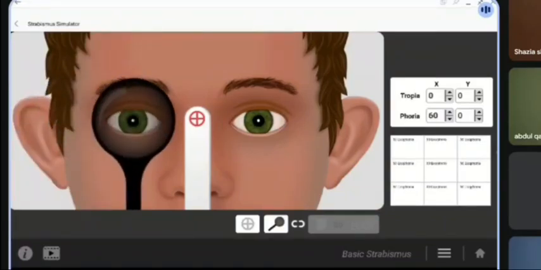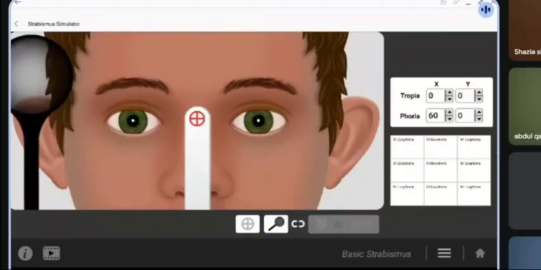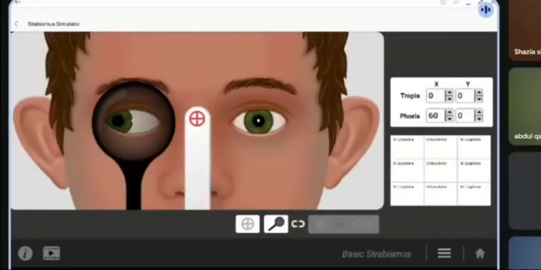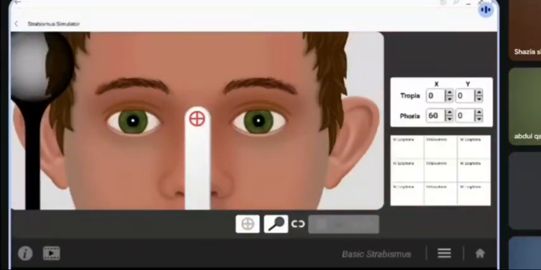So I'm going to cover one eye, and for a fraction of a second, I will remove it immediately. You can see the covered eye has deviated. You can see it once again. It is the right eye going into an exo. So I'm taking off the cover, and the right eye is taking fixation immediately. It means the patient has an exophoria. Okay, so I hope this is how the cover-uncover test works.